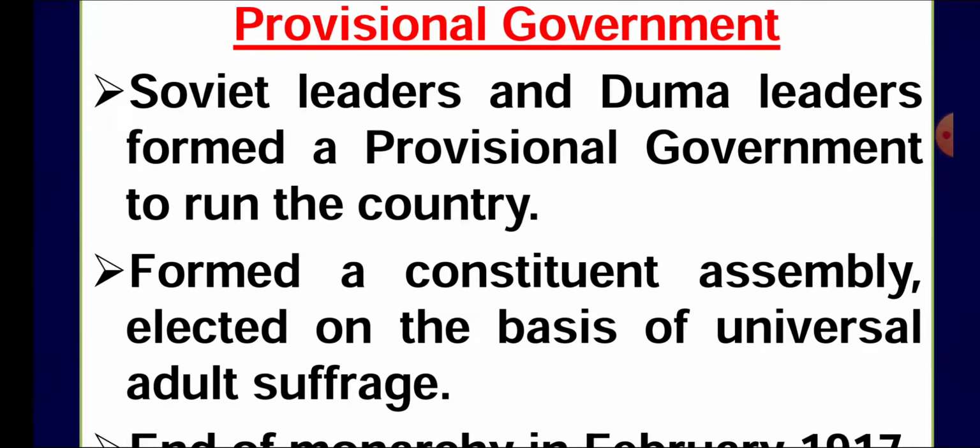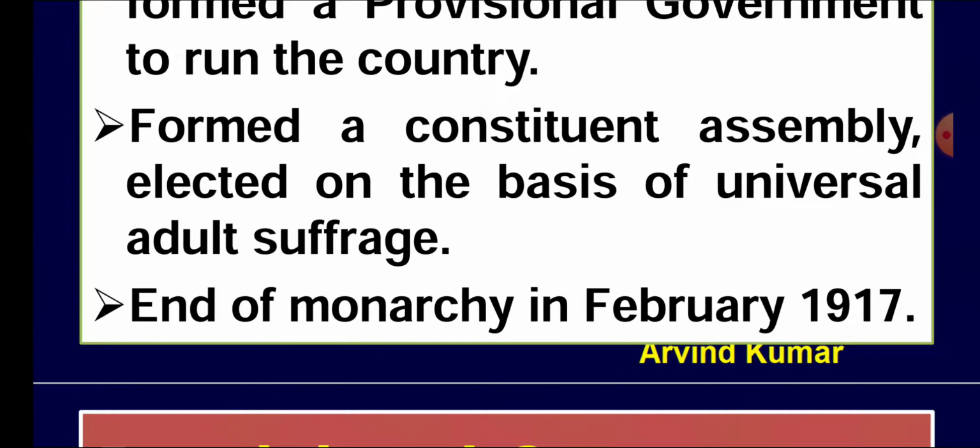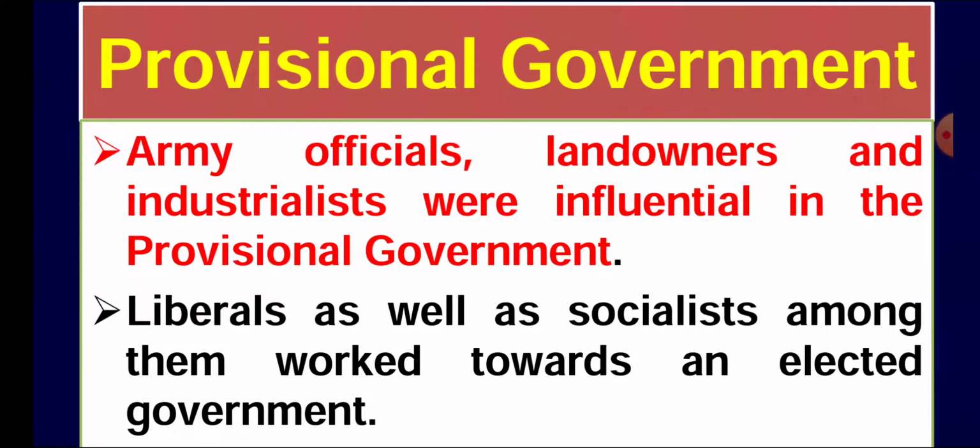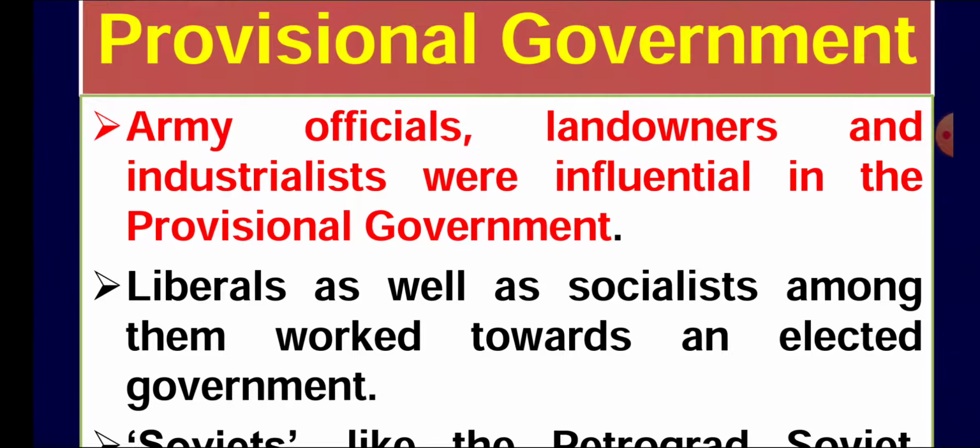Mensheviks. As I told you in the beginning slides, there were 2 main socialist parties in Russia. One was the Bolsheviks, the majority party, of the Russian Socialist Democratic Workers' Party. The Mensheviks were the minority party. So the provisional government was formed by the Mensheviks. Till now, Bolsheviks had no role in government.